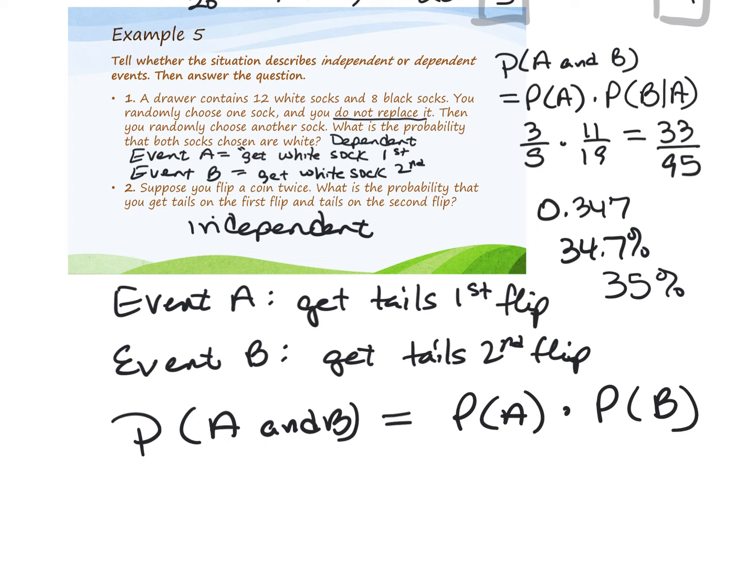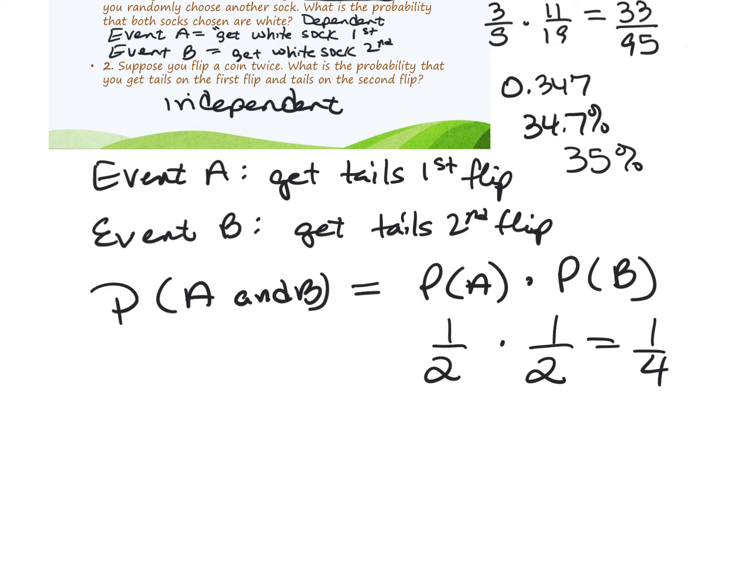So remember, when you flip a coin, you have two outcomes, and only one of them is a tail. So the probability of landing on tails would be 1/2 for the first flip and 1/2 for the second flip. All right, so let's multiply, and I get 1/4. Then as a decimal, 0.25. As a percent, 25%.